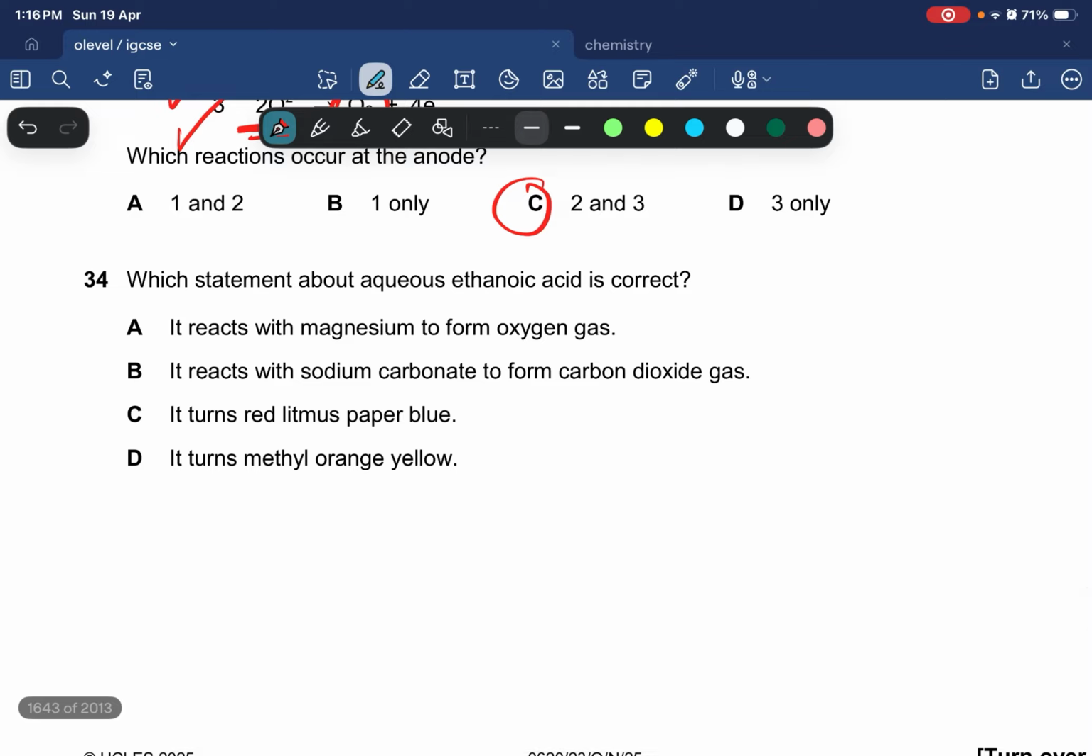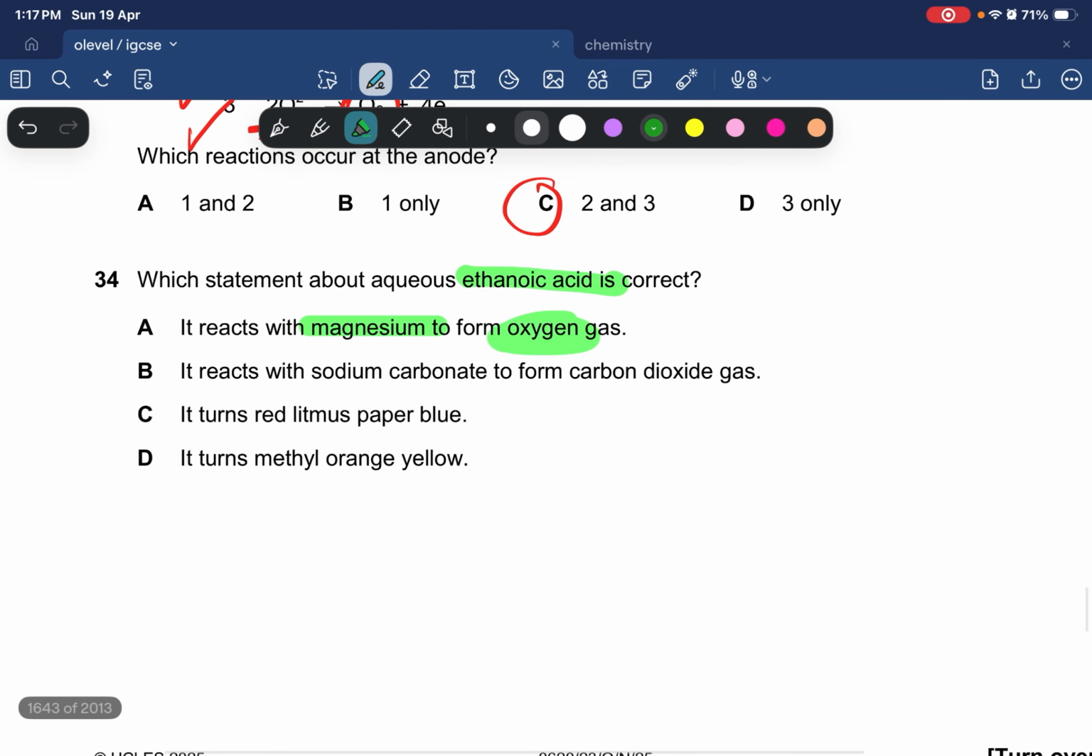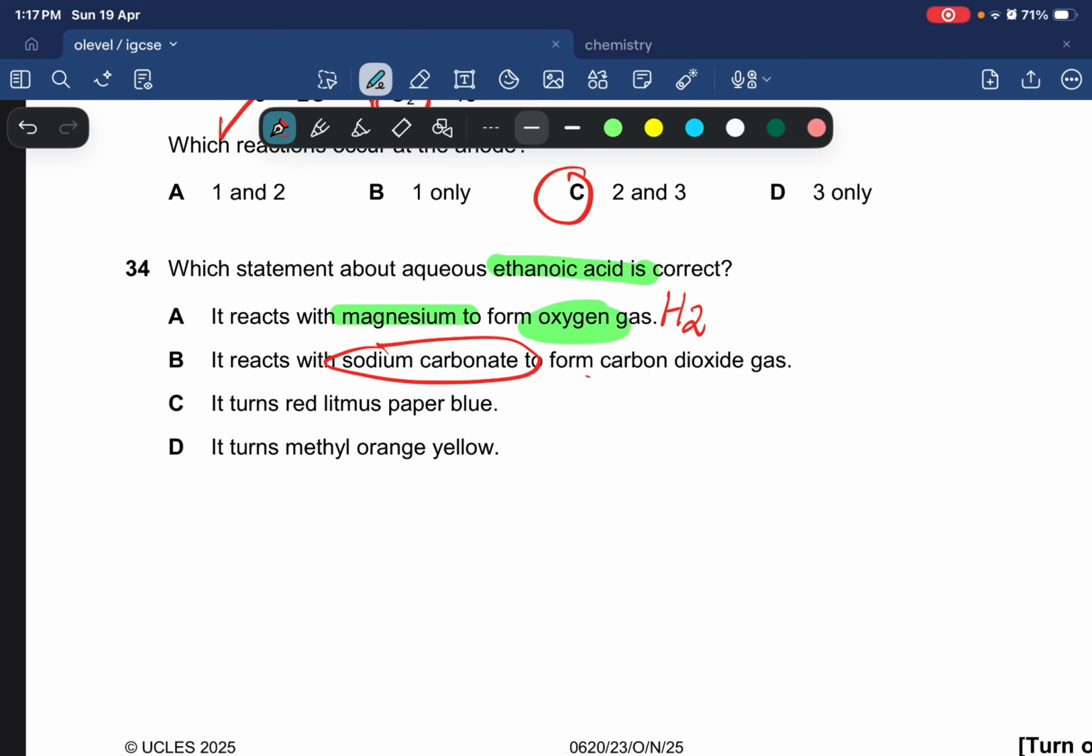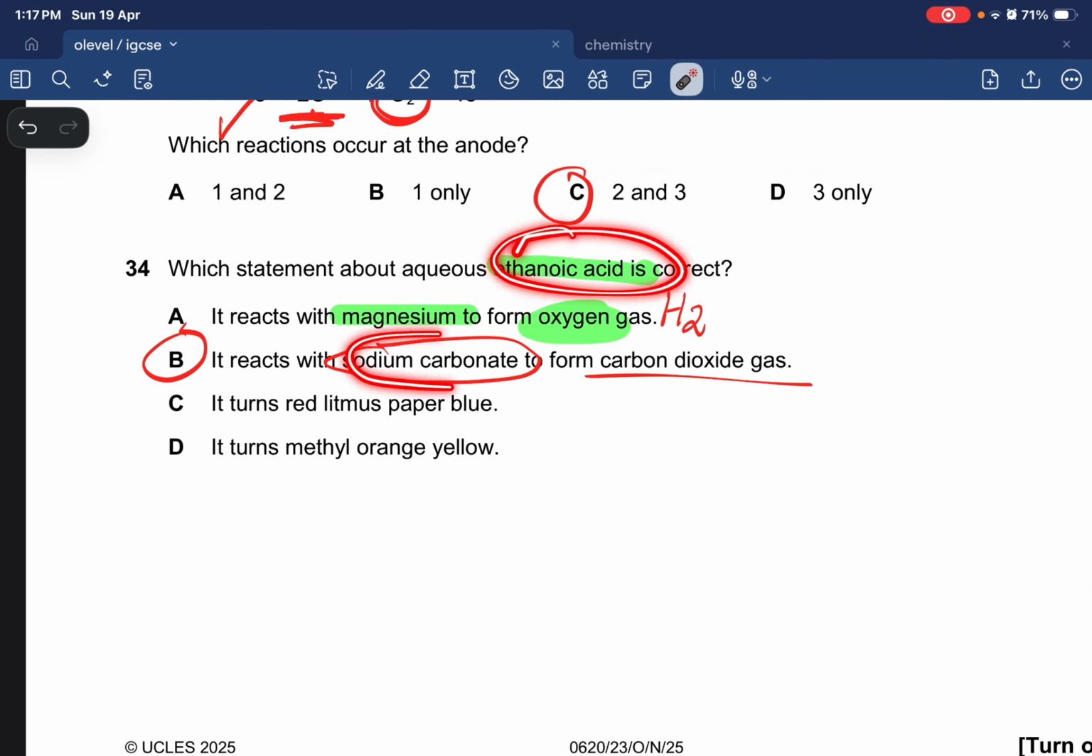Which statement about aqueous ethanoic acid is correct? It reacts with magnesium to form oxygen gas. No. This is an acid, this one's a metal. Acid plus metal doesn't give oxygen, it gives hydrogen. So over here we form hydrogen gas. It reacts with sodium carbonate to produce carbon dioxide. That is correct, because whenever you make an acid react with a carbonate, you form carbon dioxide, salt and water.